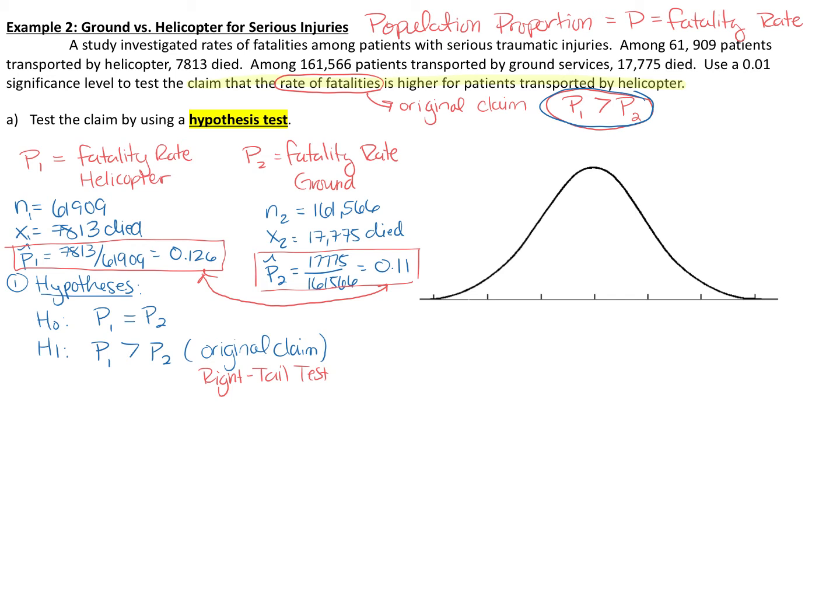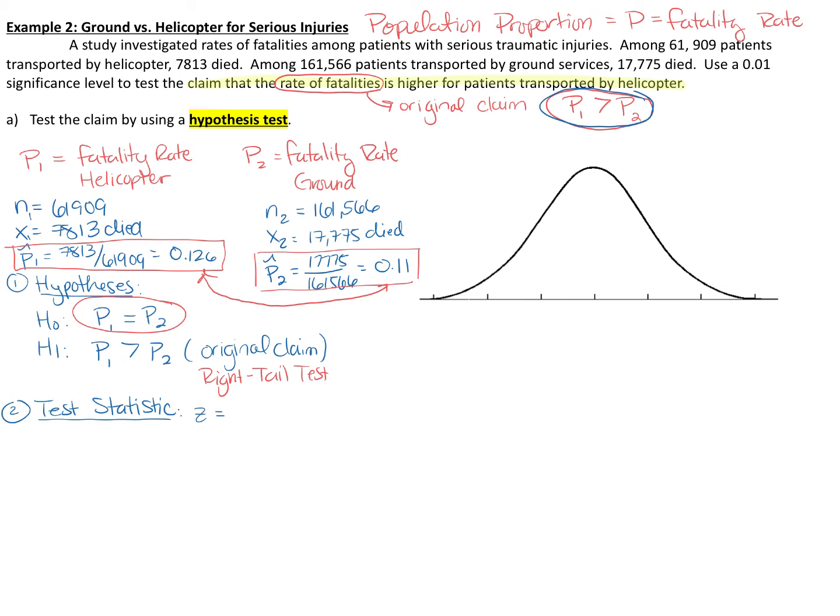So clearly there is a difference in the two fatality rates, but again, in statistics, we want to know if that difference is significant enough. Is it significant enough for us to reject the null hypothesis that says that there is no difference? So the only way to know is we have to calculate our test statistic for that difference. So the test statistic is going to be a z value for the difference between P hat 1 minus P hat 2. So I'm going to use the calculator for this.